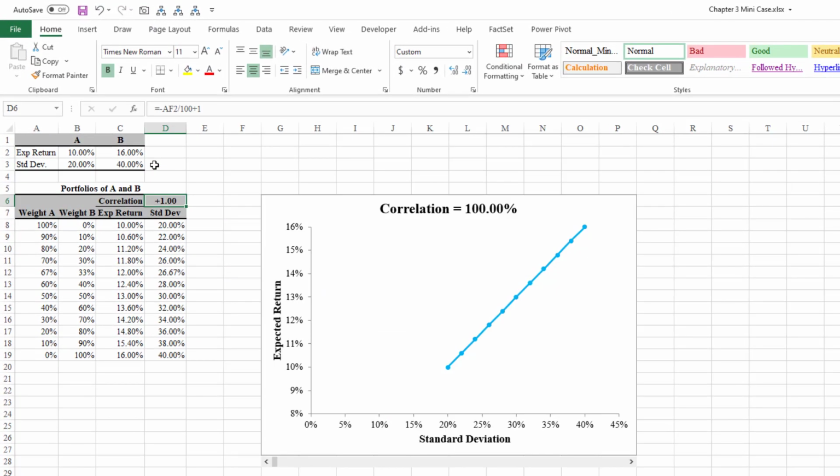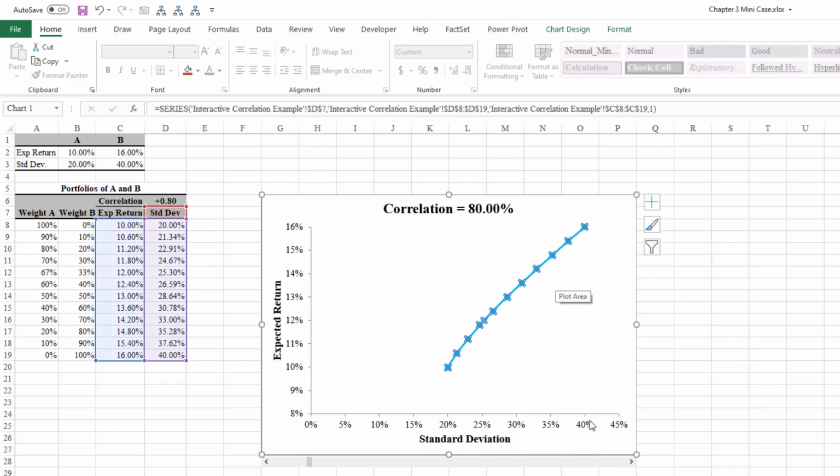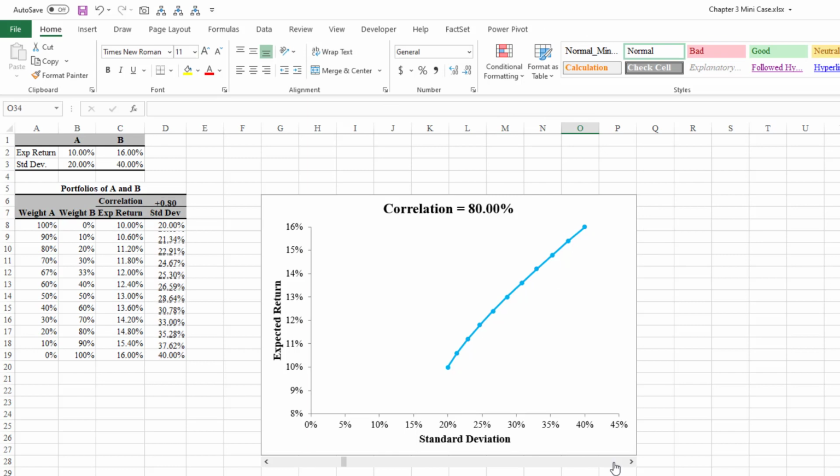Now, on the second worksheet in this workbook, I wanted to show you the little movie that I created, and I've implemented it in Excel. So I have A and B, and you can change the correlation by using the slider right below the graph. Right now, the correlation is set to 100%, and all combinations of A and B fall on a straight line. But if I change the correlation to 80%, you notice that it starts to bow out. And if I go to 60%, it bows more.